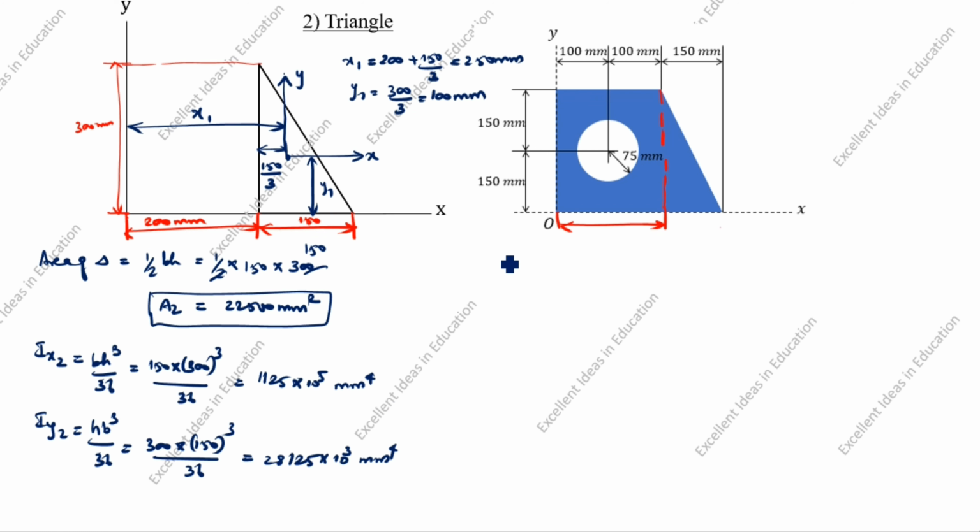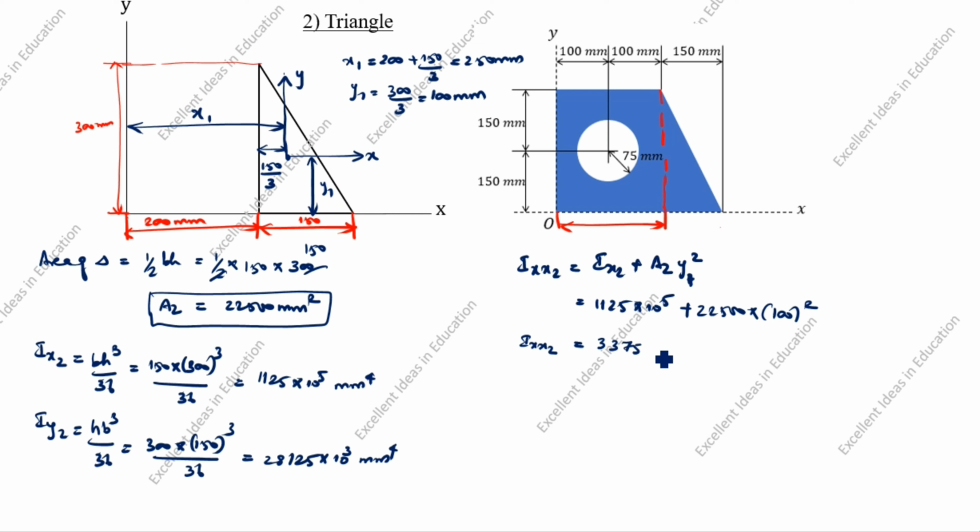Next, we will calculate the parallel axis theorem equation. What is the parallel axis theorem equation? Ixx2 is equal to Ix2 plus A2 y2 square. Here we will take y1, right? So we will take y1 square. Ix2 is 1125 into 10 power 5. This value we will take plus A2. What is the A2 value? 22,500 into, what is the y1 value? 100. So 100 square, equal to Ixx2 is equal to 3375 into 10 power 5 mm power 4.